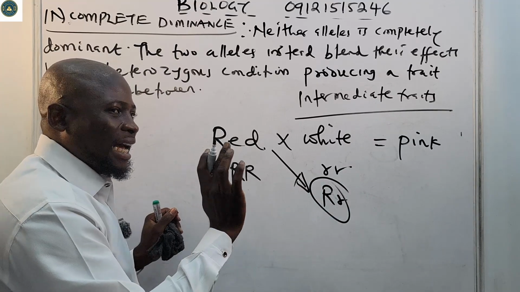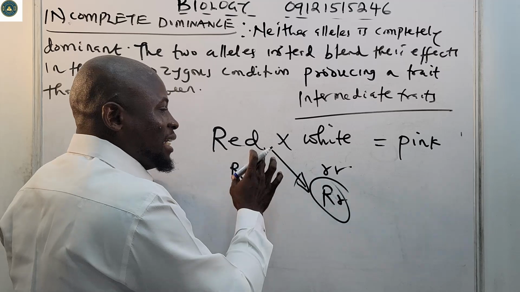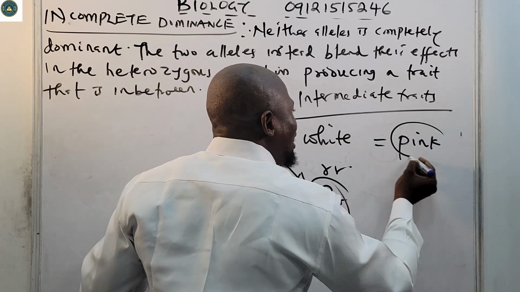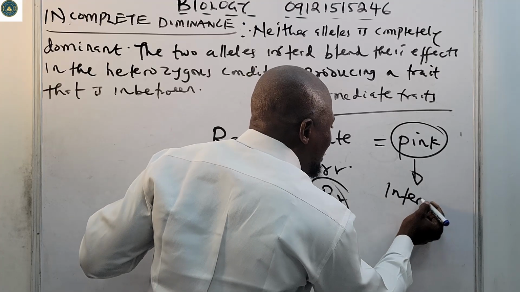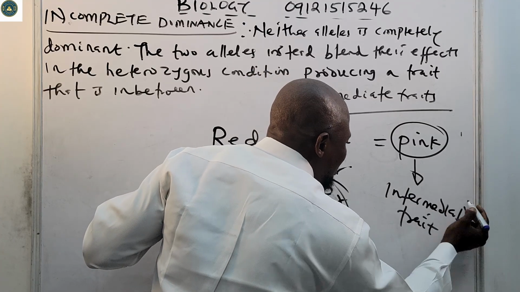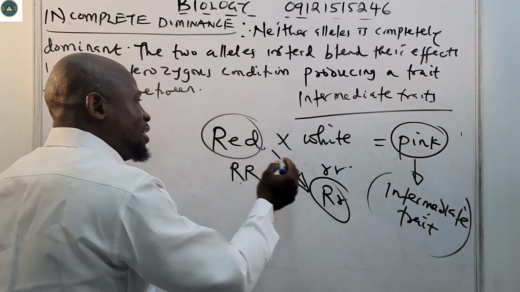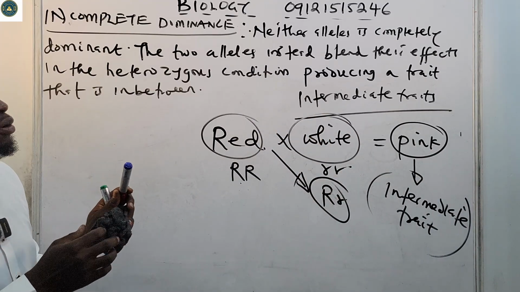But in incomplete dominance, what happens is that as this red and this white come together, different alleles, they blend together to give you something different. This is what we call the intermediate trait, a trait that is not present in the parent. It's not red, it's not white.